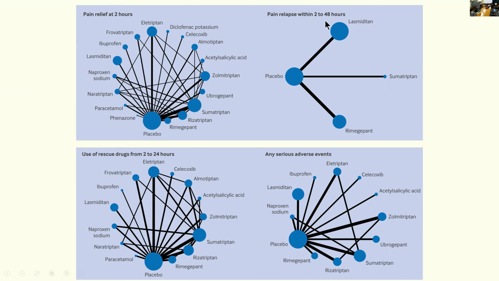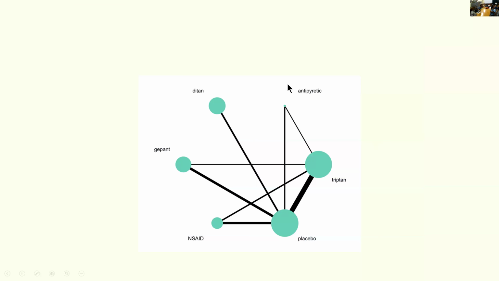For pain relapse within 2 to 48 hours, only studies with 3 interventions had reported this as an outcome. That's why the plot looks more scarce. This is the network plot for use of rescue drugs and any serious adverse events. You should note that here they have not shown any indirect evidence. That's why all the lines are opaque, because this is showing only the direct studies. They have also combined them based on the drug classes, and here is one network plot. This is for the pain relief at 2 hours.